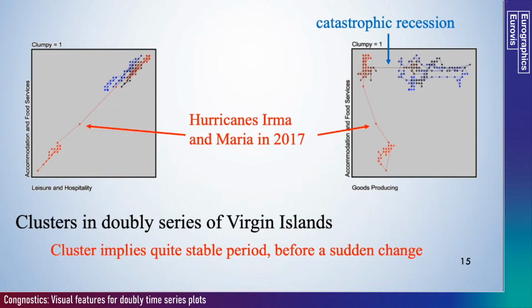Moving to the doubly time series on the right, there are 3 clusters. The first one is on the top right corner of the plot. The second one is on the top left corner. And the last one is on the bottom left corner.